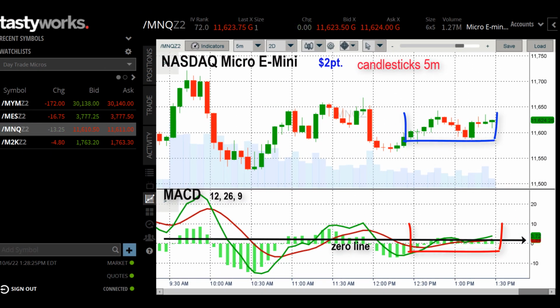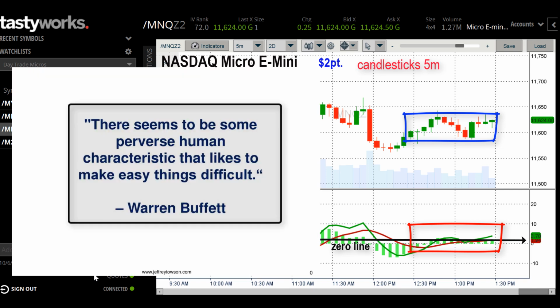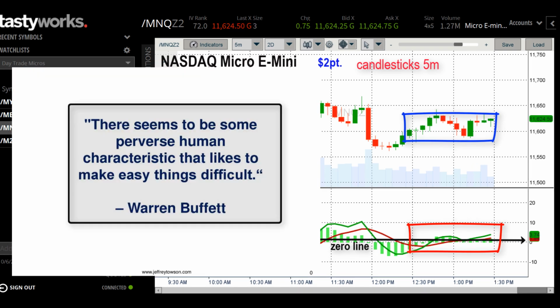Look at that MACD in the bottom down there. It says the same thing the candlesticks are saying, like it's supposed to. There's no momentum in either direction. It's very strong here. This isn't rocket science. Just keep things simple. There seems to be some perverse human characteristic that likes to make easy things difficult.